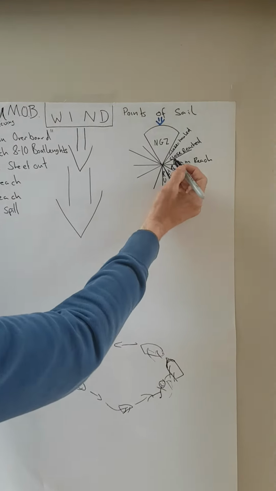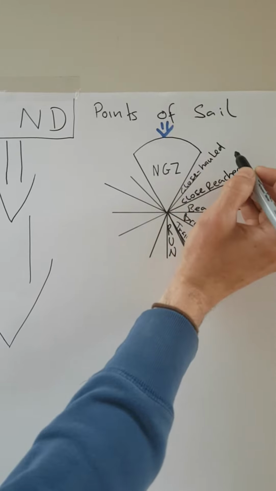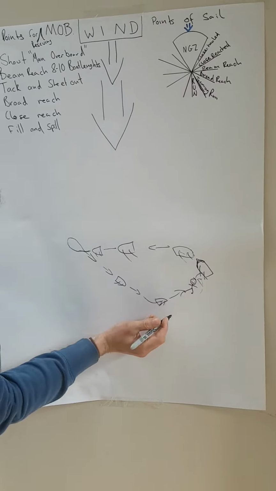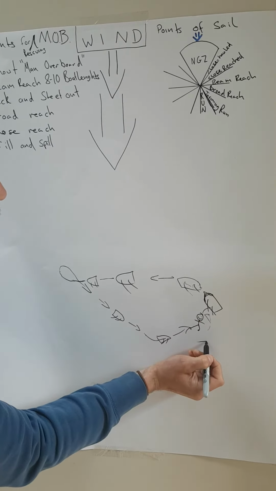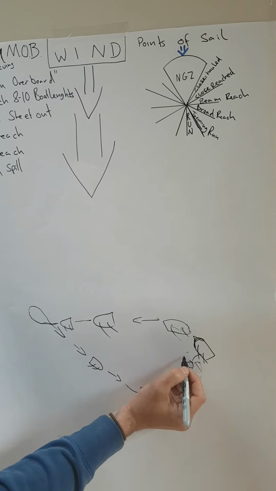Just a quick explanation on why we pick up on close reach point of sail rather than close haul point of sail is that the close reach point of sail gives us more margin for error. If we're coming too low, we can still turn upwind to come pick him up on the windward side.